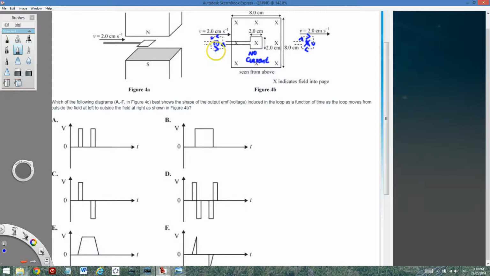Now, note that before, we have the voltage, we have the current in one direction. In the middle, there's no current. Then afterwards, we have the current in an opposite direction. So look at the following graphs. A is wrong because the current is in the same direction. They are positive. Lenz's law tells me the currents are in opposite directions. Now B, no, B is wrong.